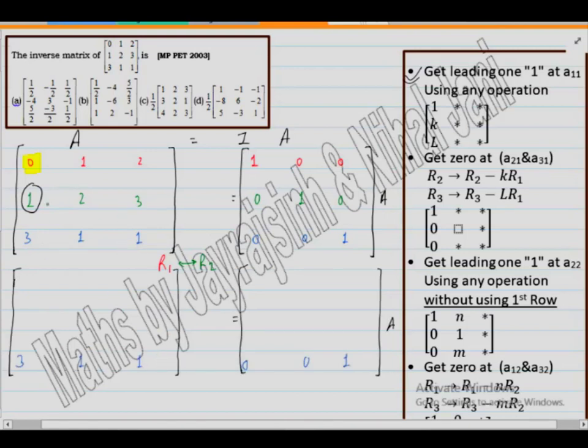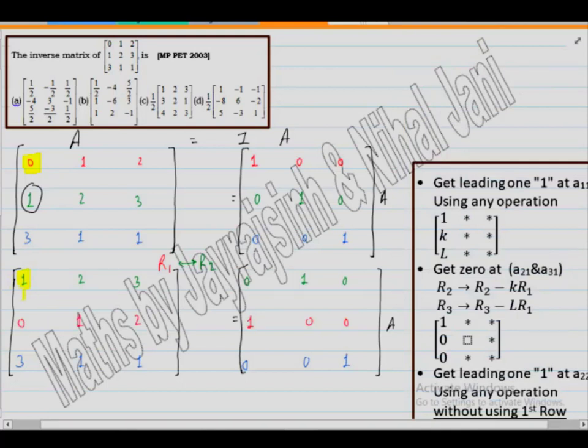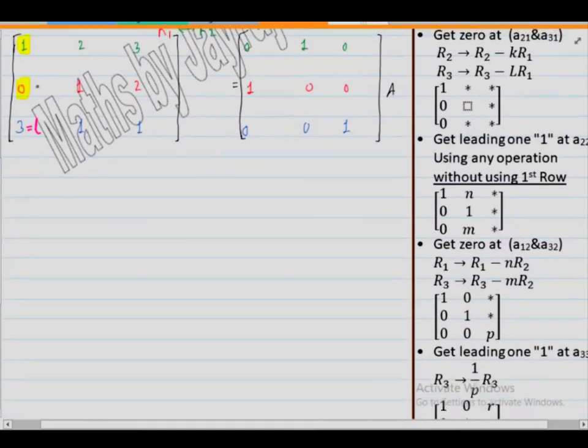Now the second row will become your first row, so 1 2 3 0 1 0, and the first row will become your second row. So finally we get the leading one as well as we get the 0 at this point. So we just need the value of L, right? Okay, now let's move to the next step. We already have the 0, now we just need 0 at A31 point. For that we need to take the operation R3 gives R3 minus L, or we can say 3R1.